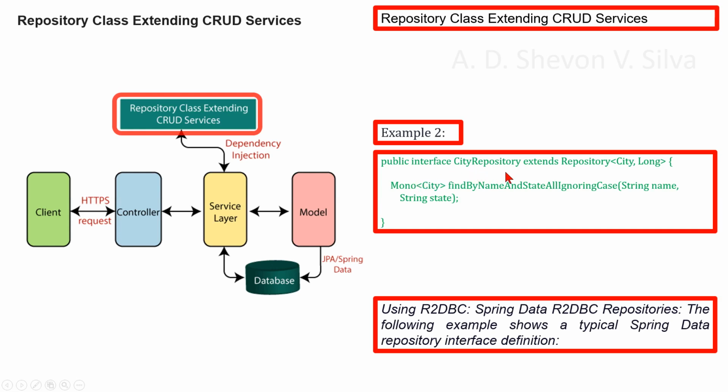Spring Data repositories usually extend from the Repository or CrudRepository interfaces. If you use auto-configuration, repositories are searched from the package containing your main configuration class, the one annotated with @EnableAutoConfiguration or @SpringBootApplication. The following example shows a typical Spring Data repository interface definition.